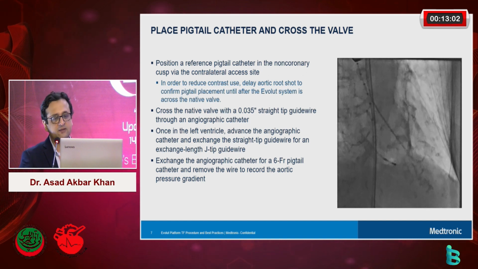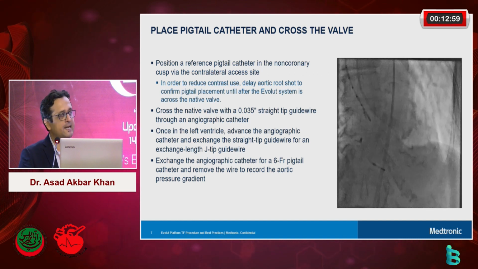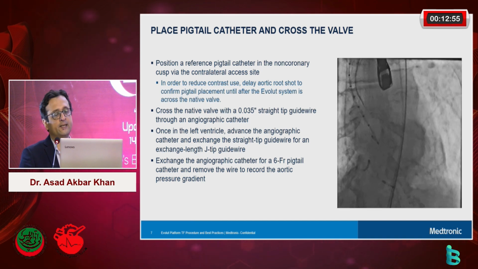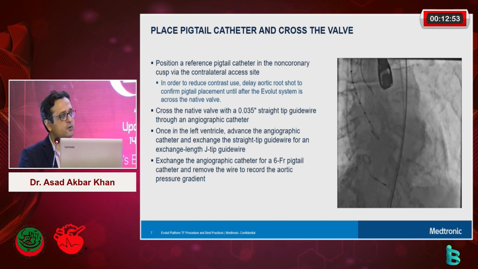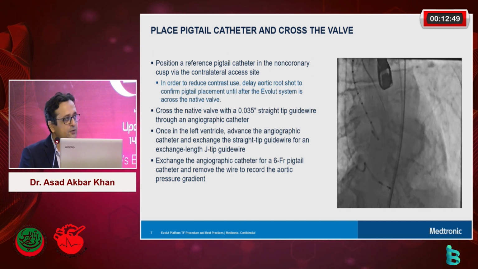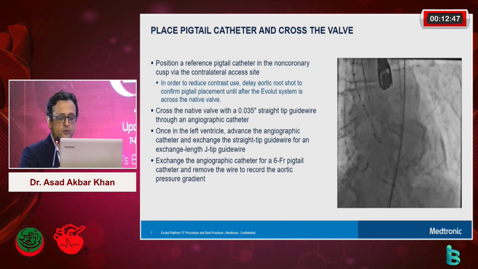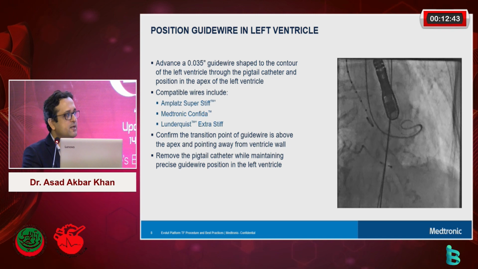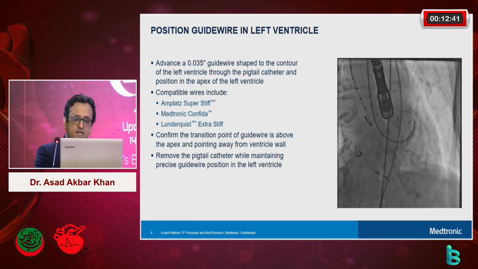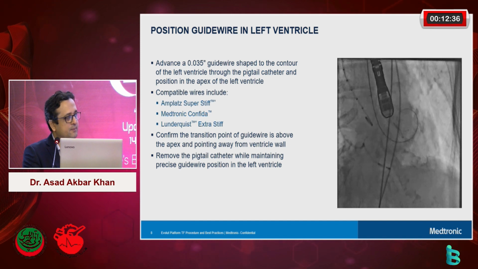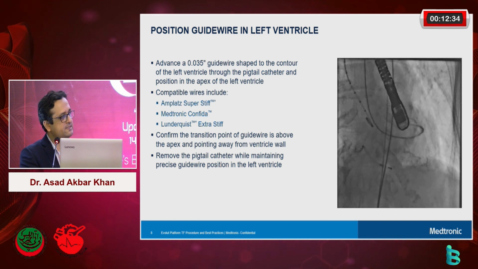Again, in terms of crossing the valve, most people would prefer doing it in LAO view, but some of the senior operators prefer doing it in RAO. Whichever view you do it on, you need to make sure that you only advance your guide into the LV in RAO view, so you make sure you are at the apex. Once you are at the apex, you would change it with a soft wire to a regular pigtail, and inside the pigtail you would put the stiff wire.